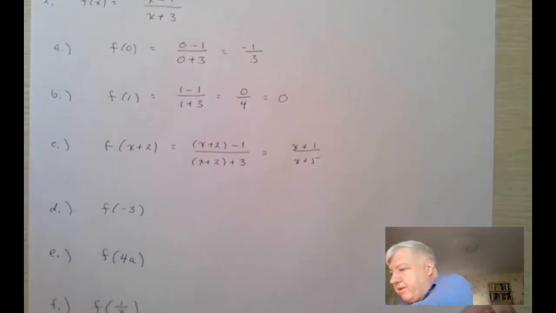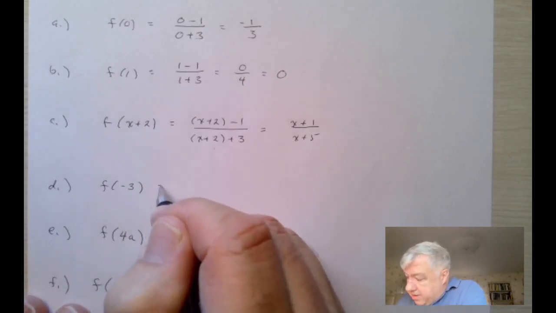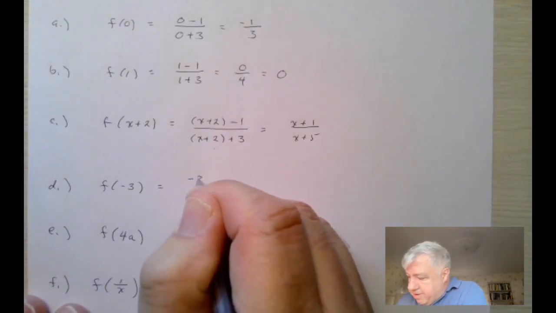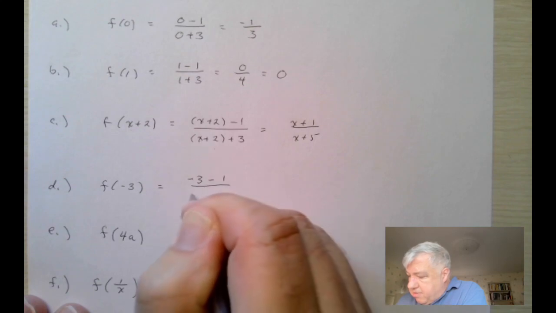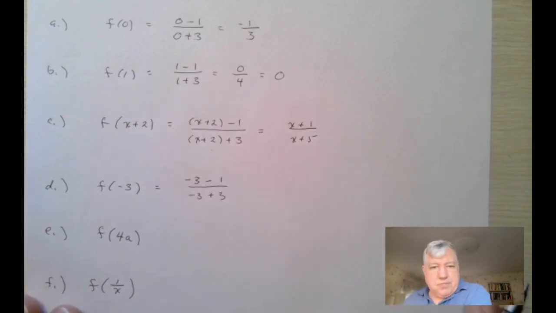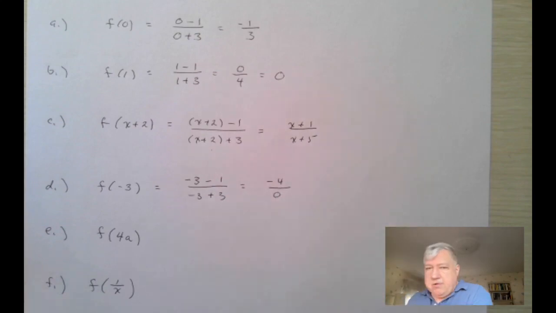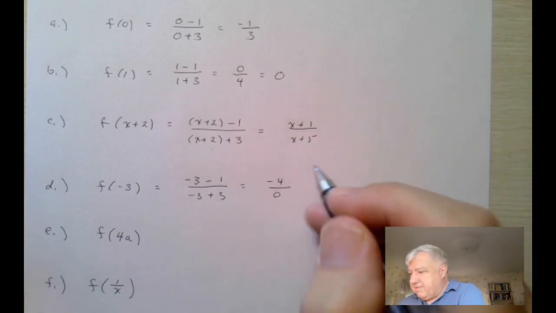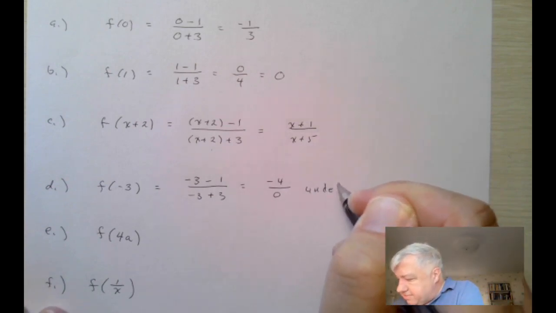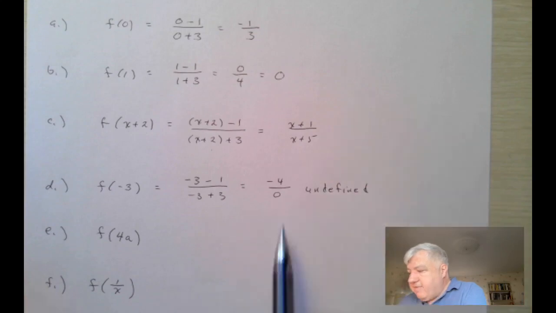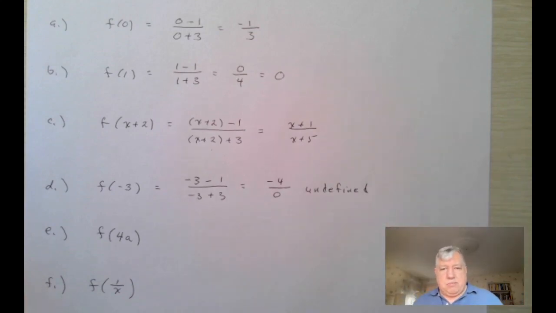Okay. We try to do the same with negative 3. We get negative 3 minus 1 over negative 3 plus 3. So we'll have a negative 4 on top, and we'll have a 0 in the denominator. We can't divide by 0. Whenever we have a 0 in the denominator, we say that's undefined. So this is undefined. Negative 4 over 0 is not a number. It's undefined.